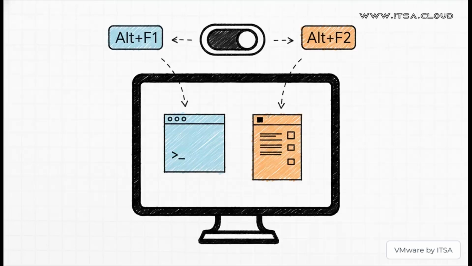How cool is that? And here's one more pro tip for when you're working remotely. You can instantly switch between the full command line shell and this friendly DCUI menu. Just hit Alt plus F1 to get to the powerful shell and Alt plus F2 to jump right back to the DCUI. It really gives you the best of both worlds with just a keystroke.